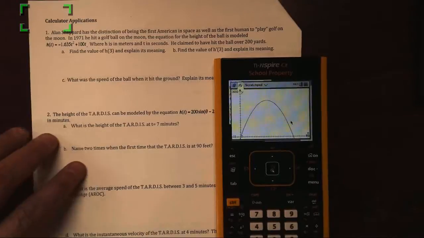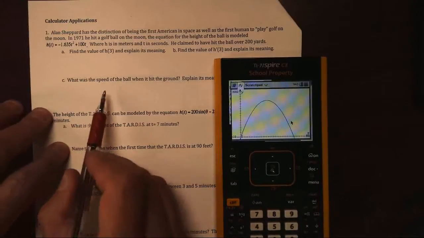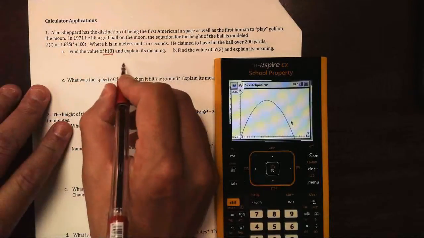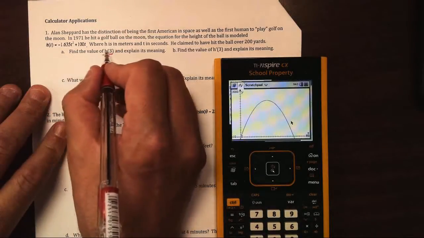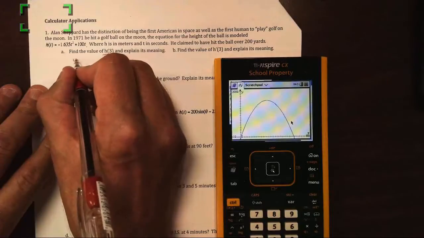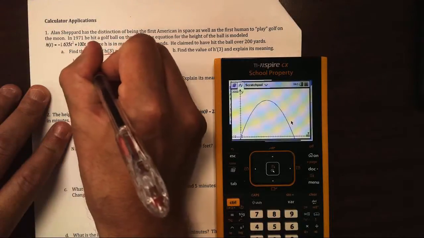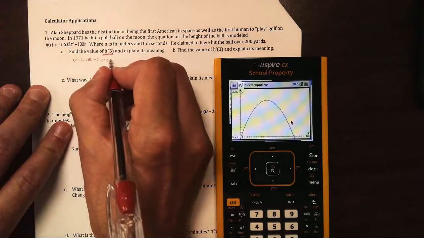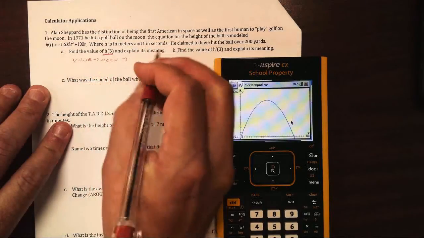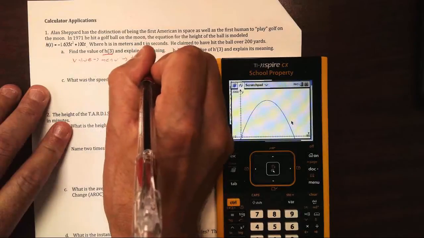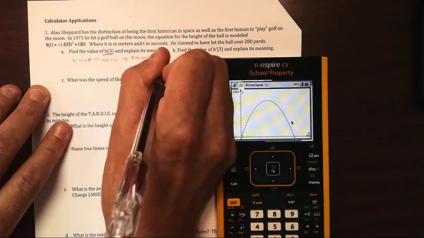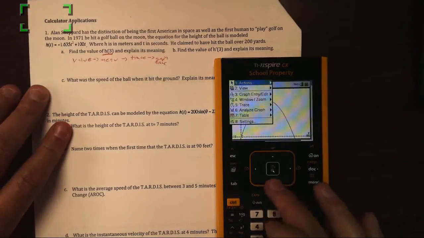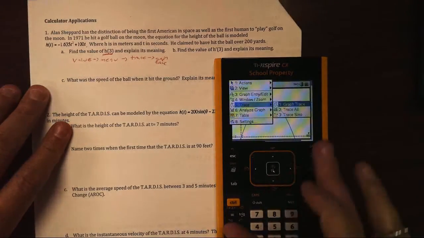Now, let's go ahead and use this to answer some questions. So the first thing we're going to do is find h of 3, and explain what it means. Well, h of 3, that's just finding the value on the calculator. So to get the value on the Nspire, you're going to go to menu, and from menu, you're going to trace. And then you're going to hit what's called graph trace.